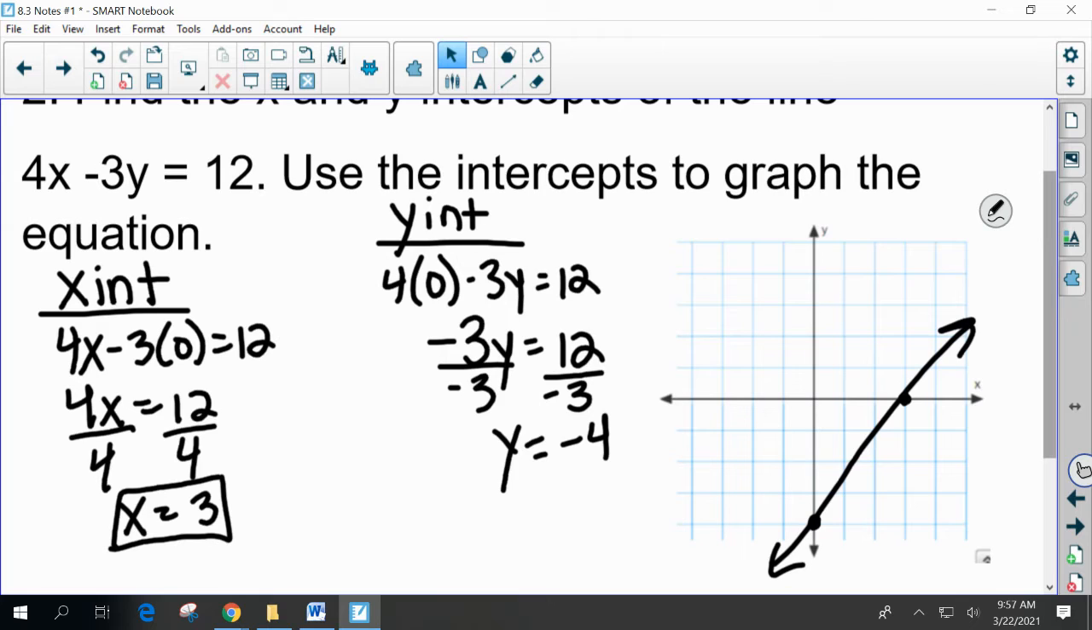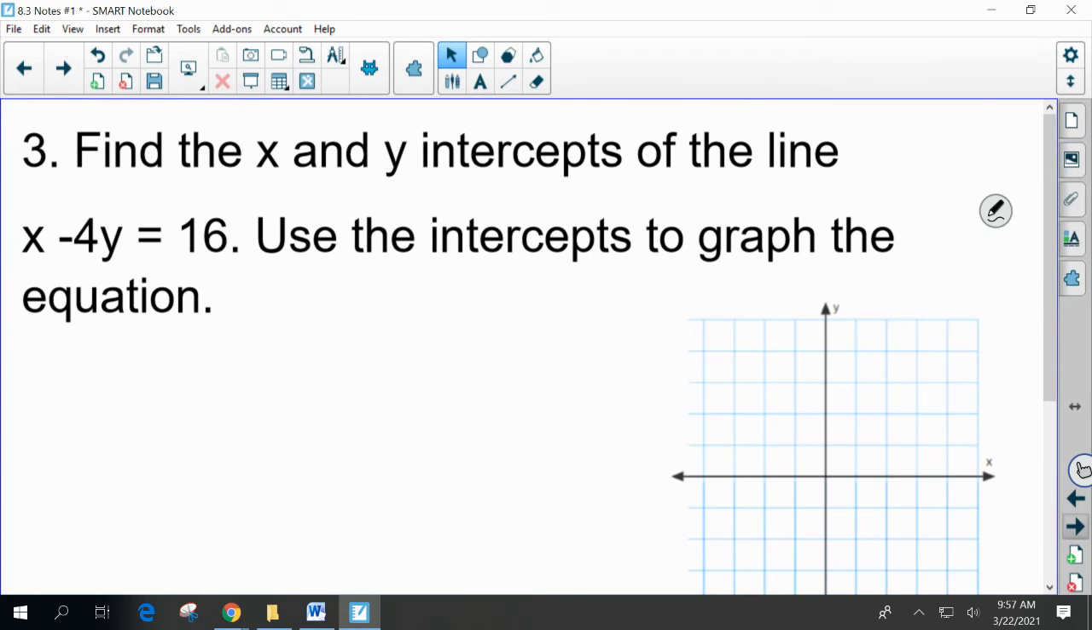So this is another way to graph without having to make an XY chart, and we'll build on this again tomorrow. I want you guys to try number 3. Now these are going to be a little bit bigger numbers, so I would suggest that you make each box worth 4 on this one, so you can fit it on your graph.